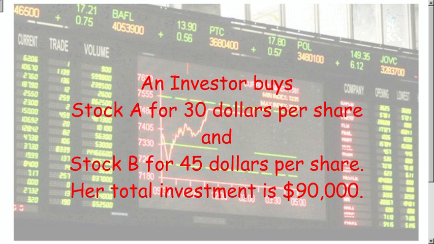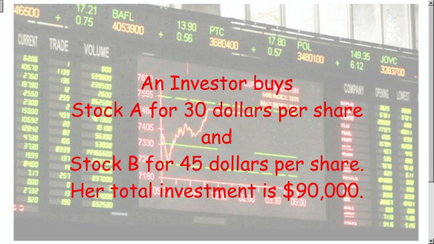Let's review a third example. And all these examples came right from the word problems that you're going to see later on in a quiz, so they're definitely appropriate. In this example, we look at a stock investor that's buying two different types of stocks. Stock A they buy for $30 per share, and stock B for $45 per share. Her total investment is going to be $90,000.